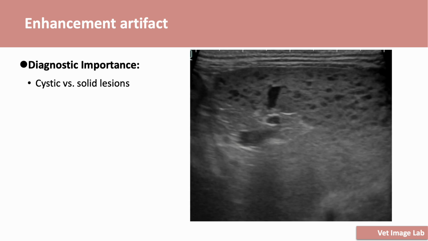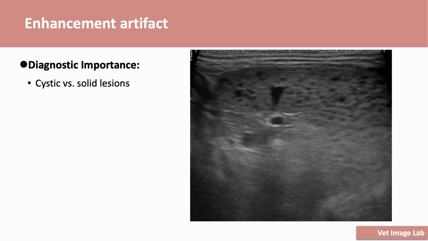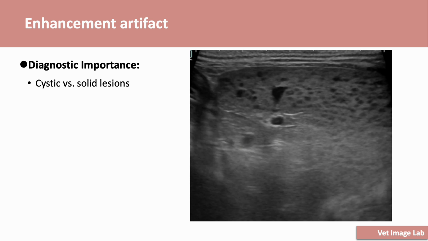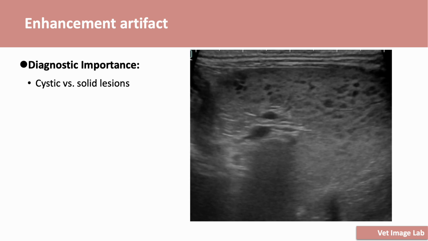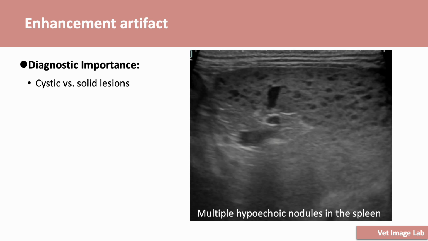In this next example, we're examining an ultrasound image of the spleen that displays multiple hypoechoic nodules. Initially, one might suspect these to be multiple cysts because of their appearance. However, in cases of true cysts, we would typically observe clear enhancement due to their fluid content. The absence of such enhancement in this image allows us to confidently rule out cysts, and instead diagnose these nodules as manifestations of lymphoma in the spleen.